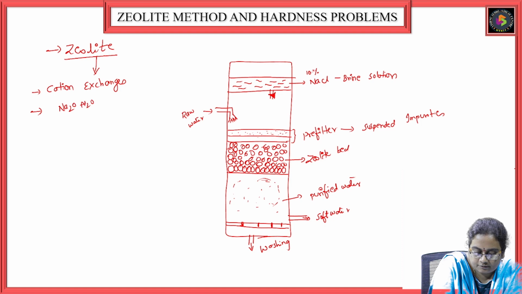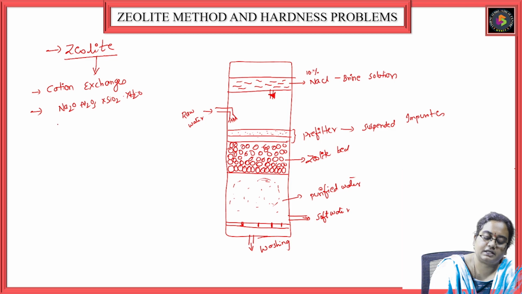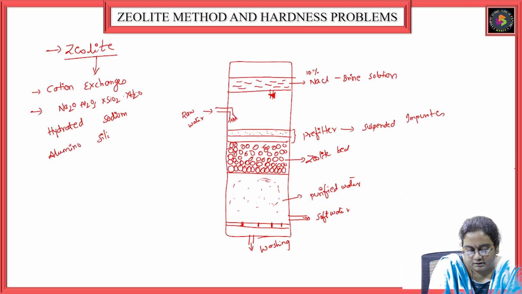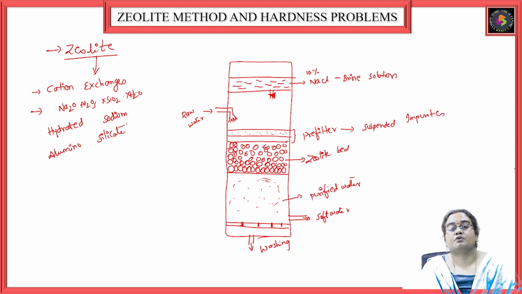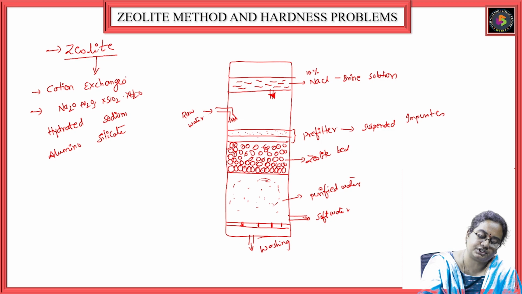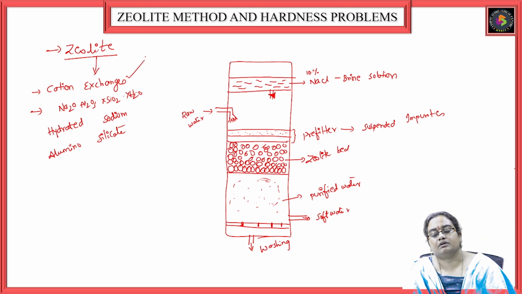Na2O.Al2O3.xSiO2.yH2O. That means sodium aluminosilicate. It is known as hydrated sodium aluminosilicate. Sodium aluminosilicate is known as your zeolite. So what is the chemical composition of zeolite? Zeolite is nothing but hydrated sodium aluminosilicate. And zeolite acts as a cation exchanger. Why it is known as a cation exchanger, that we will go through when we are moving to the process.